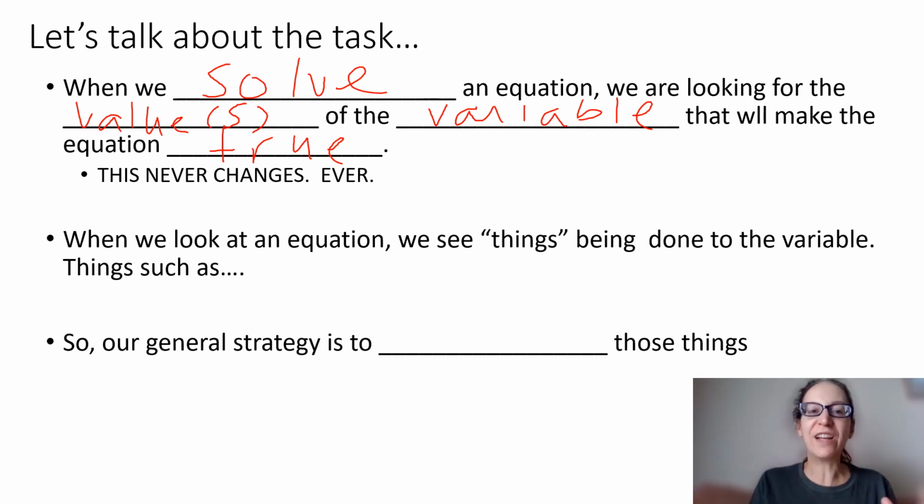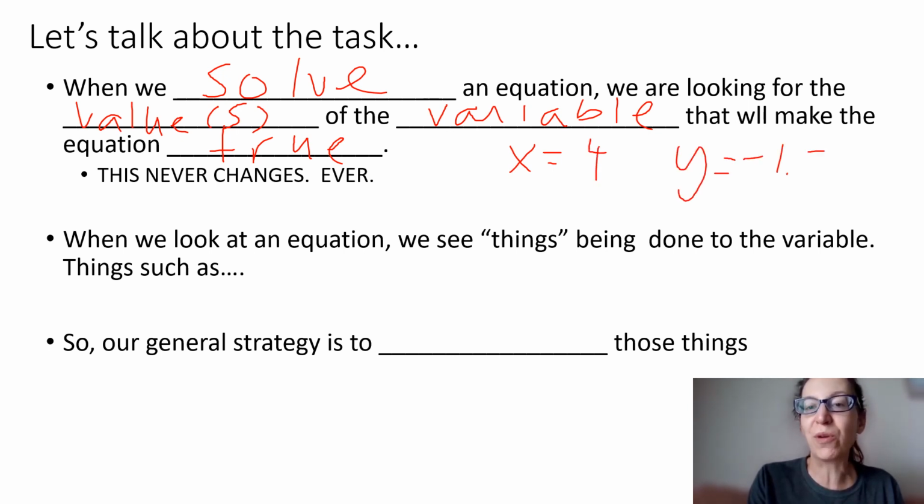Okay, now in this case, we're actually looking for a numerical value. And most of the time, that's what you're going to be looking for, some kind of numerical value. So your answer will look like x equals 4 or y equals negative 1.2. You're looking for some kind of numerical value that goes with your variable. And if you produce anything else, you probably haven't solved the equation, with very few exceptions.